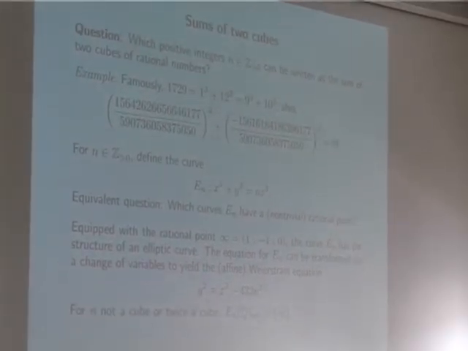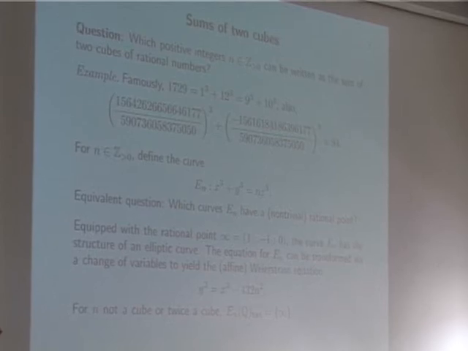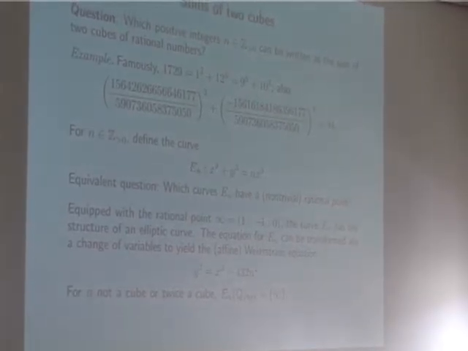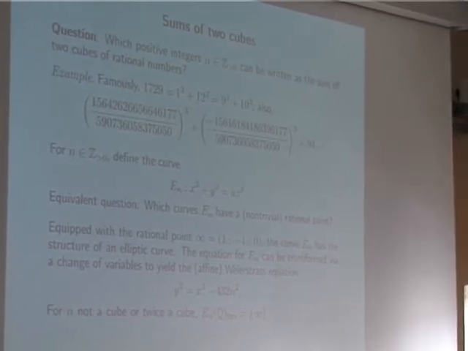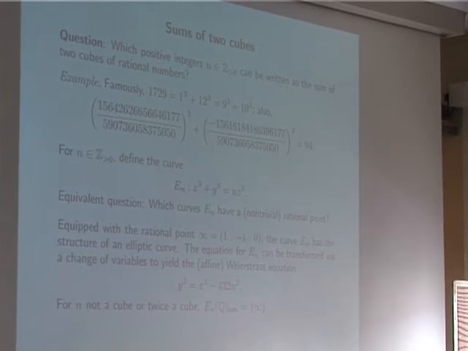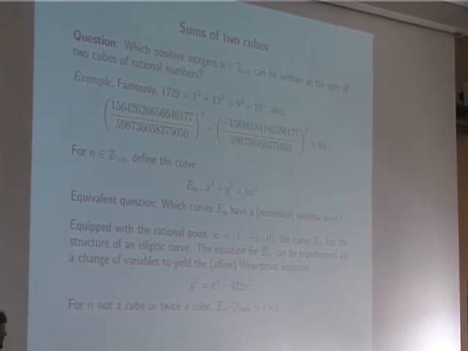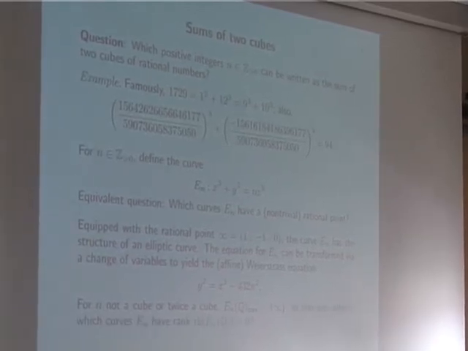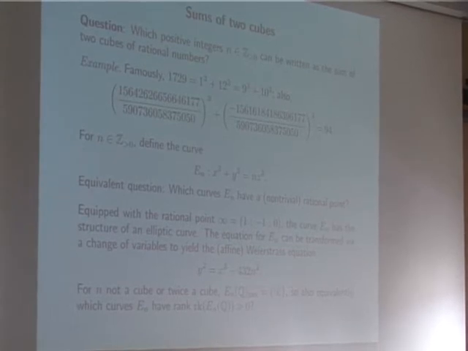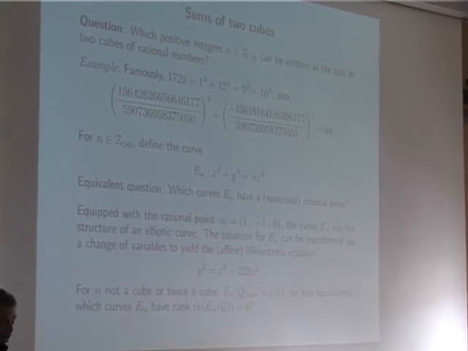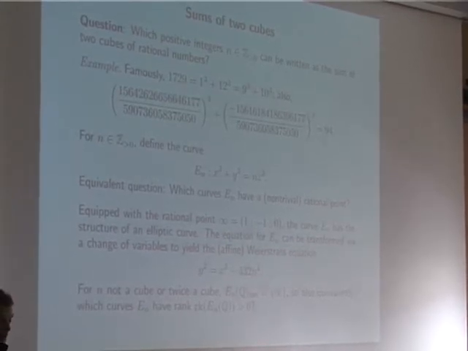Okay, so already we should probably exclude the case where n is a cube or n is twice a cube, because we could always divide out by the cube. And as long as we make that assumption, then the torsion subgroup of E sub n of Q is just the point at infinity. So that means that an equivalent question to our original question is just which curves E sub n have rank greater than 0, so have infinitely many rational points. If it has one, then it has infinitely many non-trivial ones.